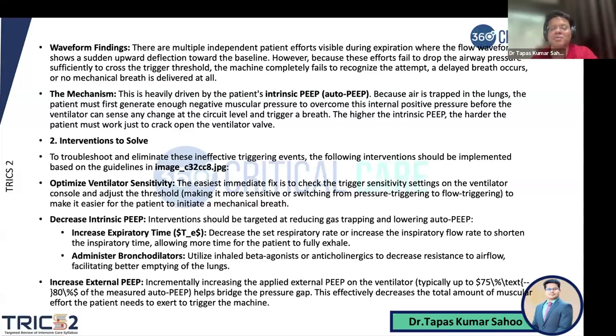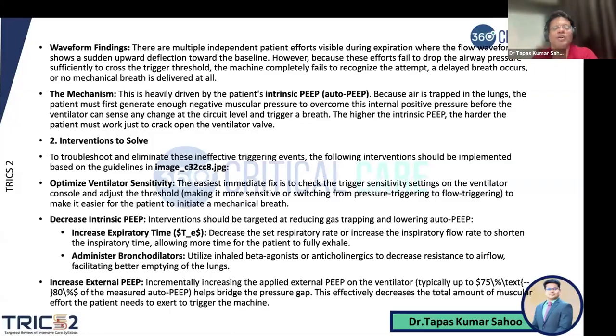Now, the higher the auto PEEP, the harder the patient must work just to crack open the ventilatory valve. So the ventilator valve will not open until the patient's effort actually overcomes the auto PEEP. How are you going to do the intervention? I'm just trying to give you how you have to first optimize the ventilator sensitivity. Then decrease the auto PEEP. How are you going to decrease the auto PEEP? By increasing the expiratory time. Decrease the set respiratory rate or increase the inspiratory flow rate to shorten the inspiratory time and prolong the expiratory time, which I have already explained.